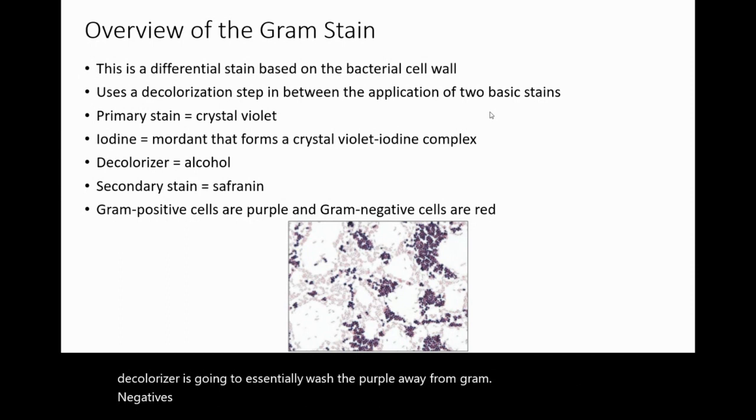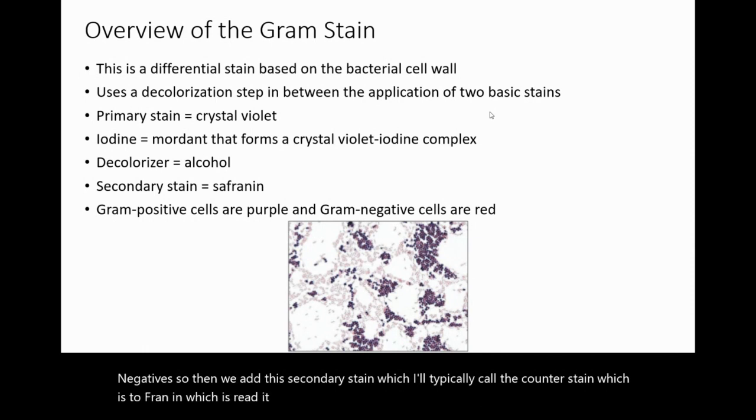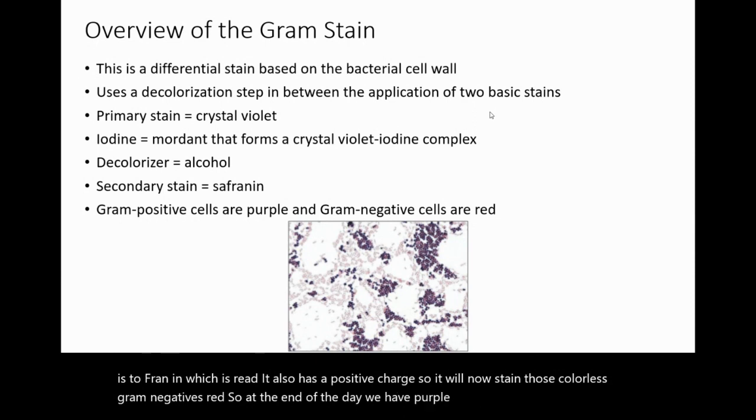So then we add the secondary stain, which I'll typically call the counterstain, which is safranin, which is red. It also has a positive charge, so it will now stain those colorless gram negatives red. So at the end of the day, we have purple gram positive cells and red gram negative cells.